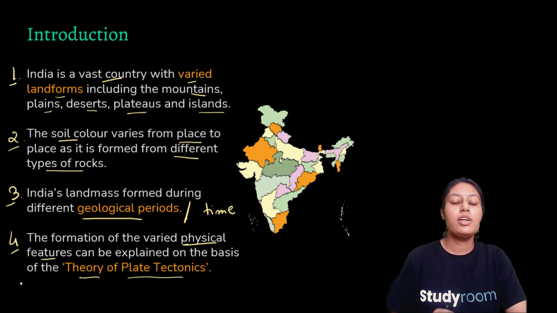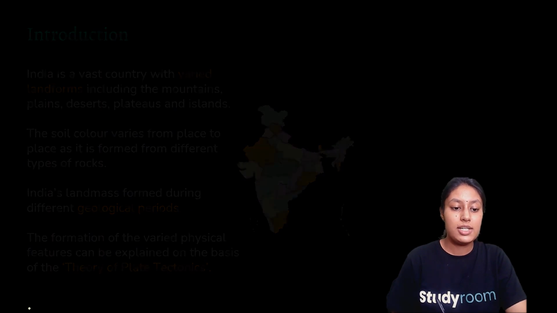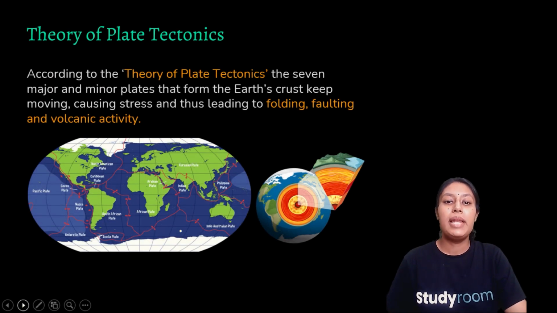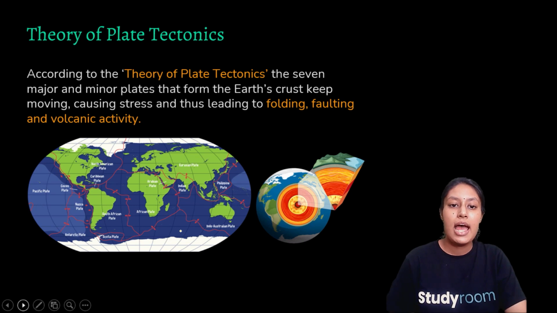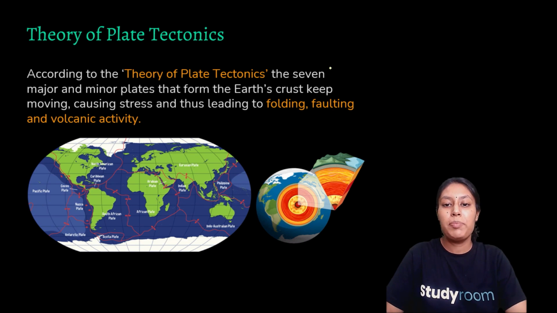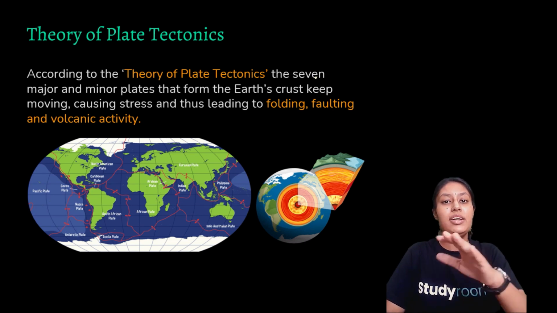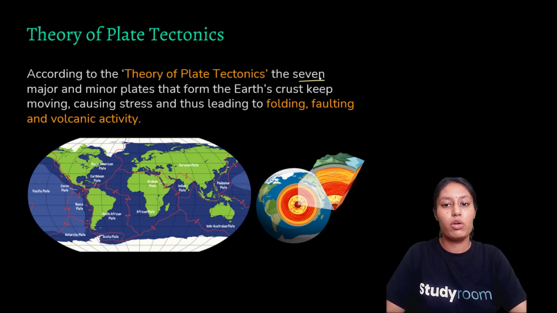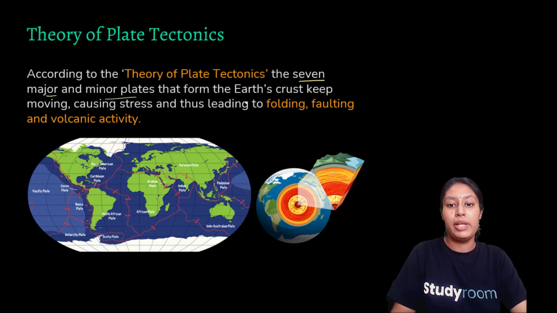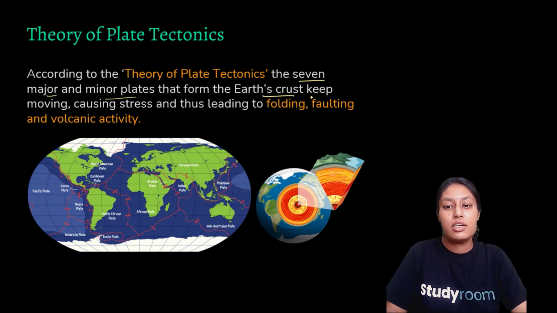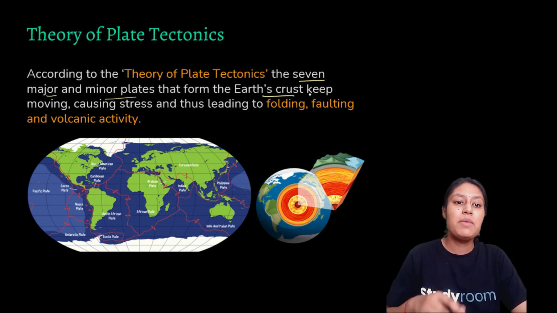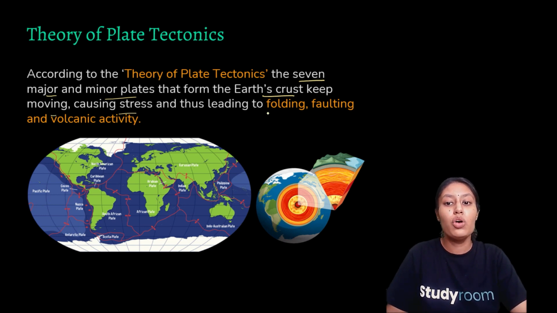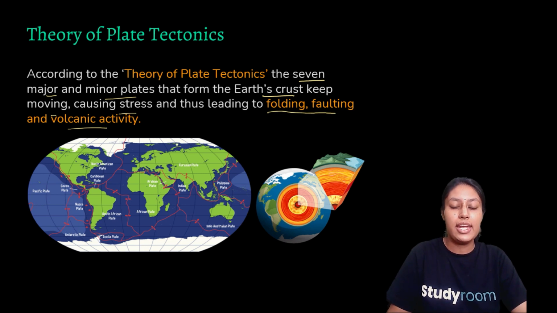Okay, so now we will discuss in detail the theory of plate tectonics. What are tectonic plates and what is this theory all about? The very first thing is that tectonic plates are basically different layers of plates. There are almost seven major and some minor plates placed in Earth's crust, and the plates keep moving and causing stress, and this leads to folding, faulting, and volcanic activities.